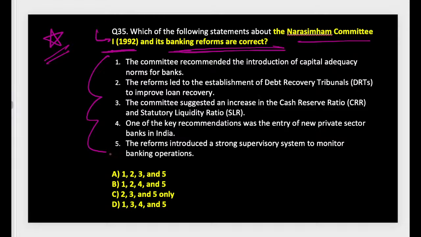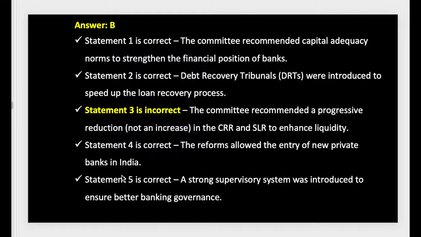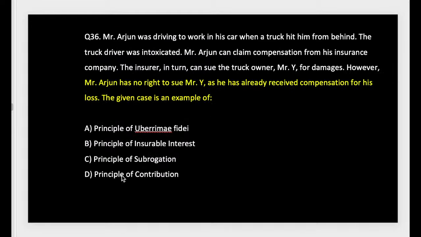Alright, so what you guys are suggesting is B. The committee recommended the introduction of capital adequacy, true, 8% at that time. The reform led by DRT, true. Committee suggested decrease, wrong. One of the key recommendations was new private sector banks, true, and strong supervisory reforms, true. So 1 2 4 5, very good, well done guys. 1 2 4 5 true, that is the correct answer for this particular one.